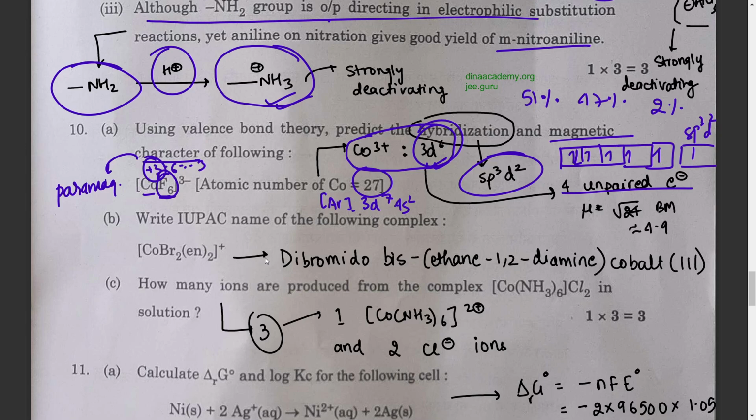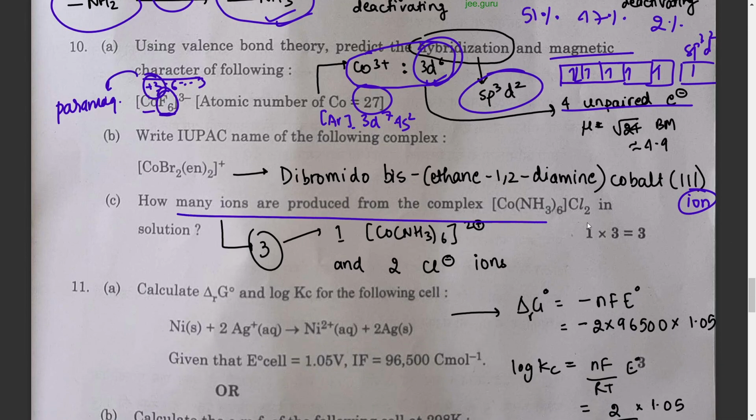Write the IUPAC name of the following complex. So arrange these in ascending order alphabetically. So you have dibromidobis(ethane-1,2-diamine)cobalt(III). You could have added in the ion right there, but I don't think that was needed.